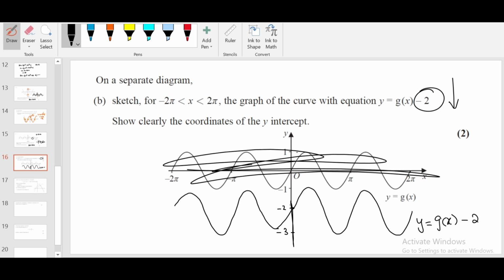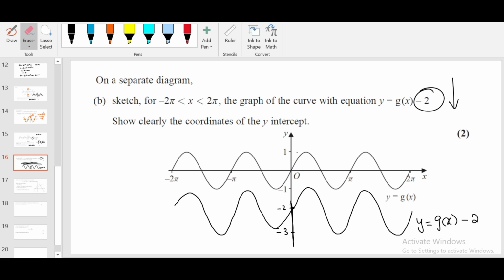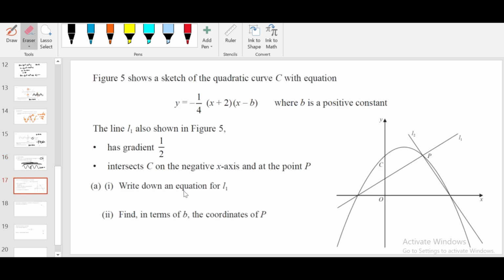You don't usually show this graph. You just need to show this one. But the x-axis, y-axis are the same. That's a 2-mark question. Let's move on to the last question of this paper.